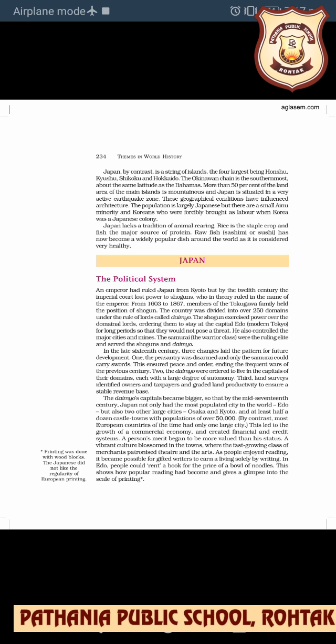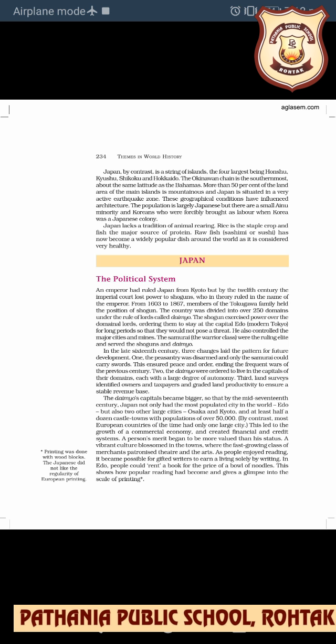The second change was that the daimyo were ordered to live in the capitals of their domains, each with a large degree of autonomy. Meaning now they were provided with independence. And the third change was land surveys, which identified the owners and the taxpayers and graded land productivity to ensure a stable revenue base. It means that land revenue was fixed according to the productivity of the land.